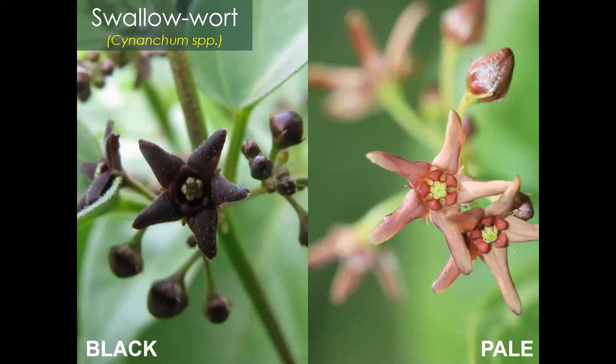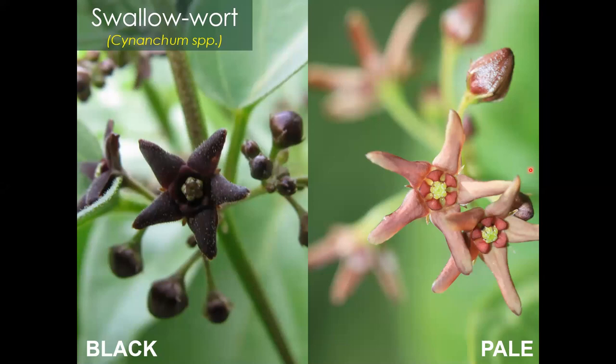Looking on the left-hand side of the slide here is the flower of black swallowwort. To provide a sense of scale, both of these flowers are smaller than a dime, so they're pretty small. Black swallowwort is a deep purple or black color, and the leaf petals are typically described as being about as long as they are wide at the base, and there'll be a five-petaled flower.